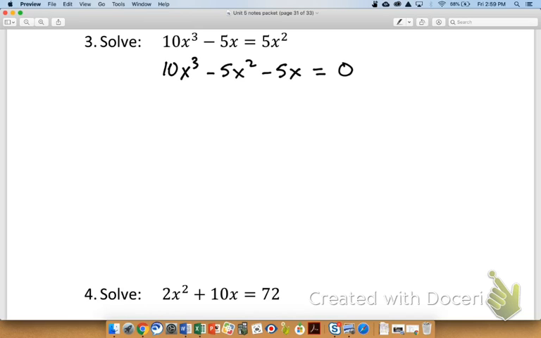Could you just add 5x to the other side and subtract 10x cubed? No, you want to have equals 0. You want to have everything on one side equals 0. I would say, yeah, you absolutely could do that, but that would not put you in a good place. It would be better for you to get everything on one side equals 0. Okay, so Caroline.